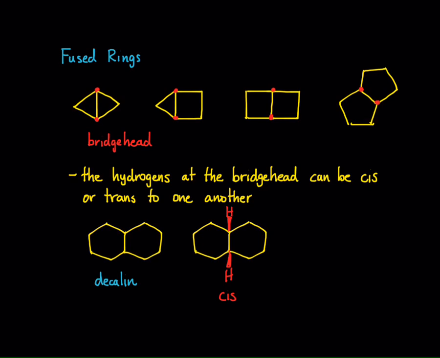So this is cis, and then we have trans, where the two hydrogens are on opposite planes of one another. And that's typically how they're drawn in kind of a bond line formula. But, of course, we know that these cyclohexane rings are not planar. So one question is, how do you draw the chair conformations of decalin?